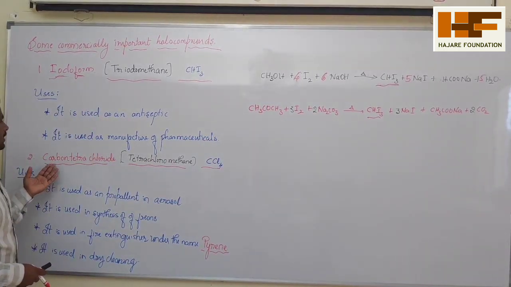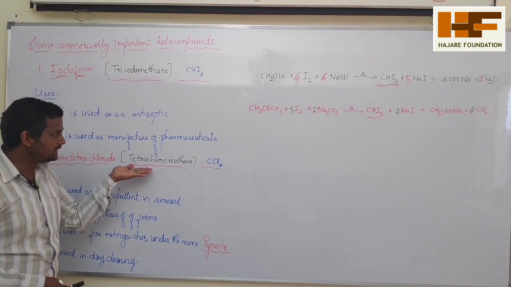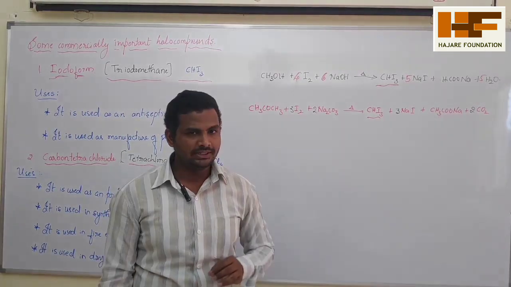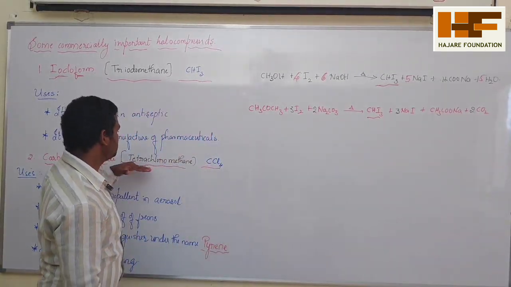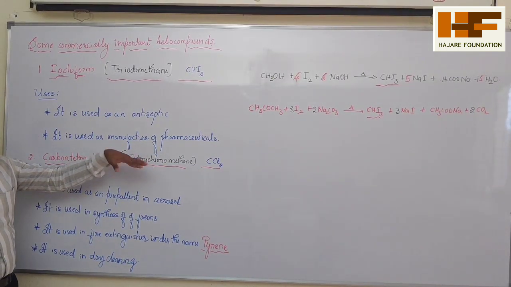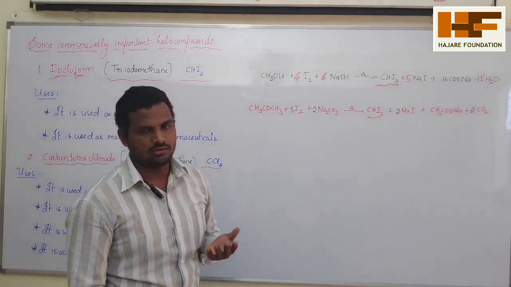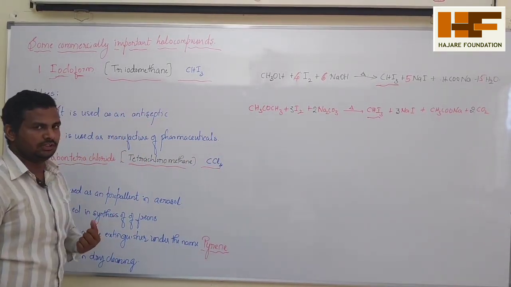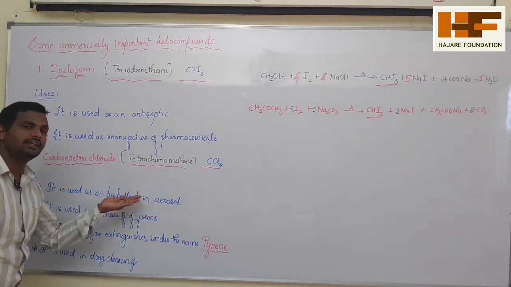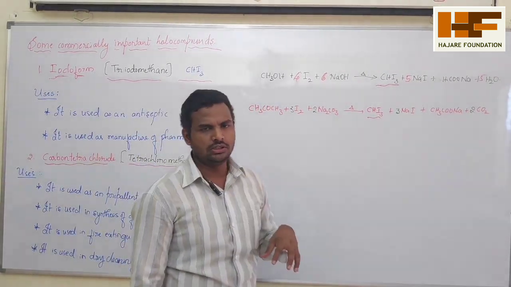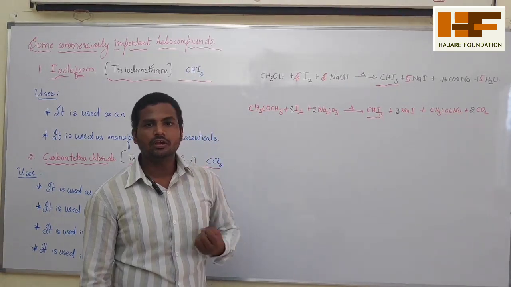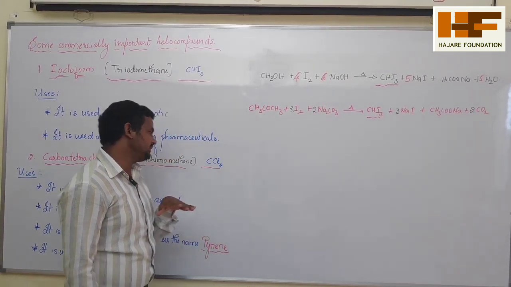Come to the second one, carbon tetrachloride, which we call tetrachloromethane. If you consider methane and all the hydrogens are replaced by Cl atoms, there is a formation of tetrachloromethane, called carbon tetrachloride. The preparation of this one you already studied in hydrocarbons. Now come to the uses. It has very wide applications. First, it is used as a propellant in aerosols. A propellant helps spray out whatever solvent is inside the aerosol can.